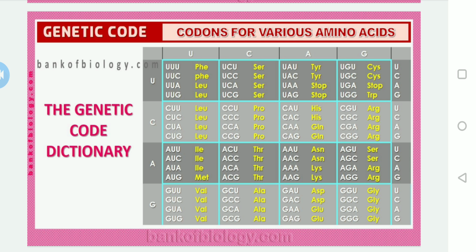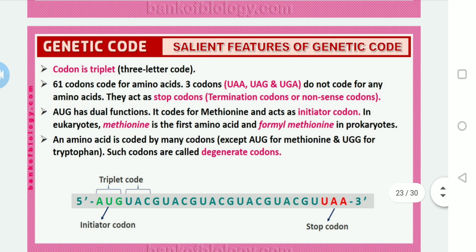After this, we have to discuss the salient features of the genetic code, or the features of the genetic code. In general, this question can be asked as a minimum 3 marks question, or sometimes as a 5 marks question. Now let us discuss one by one what the salient features of the genetic code are.